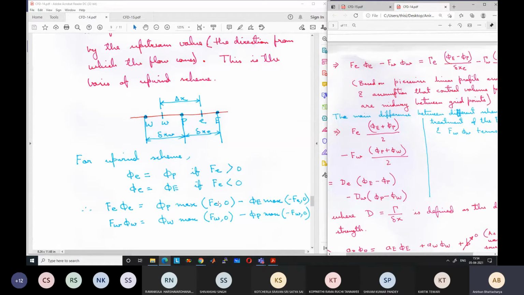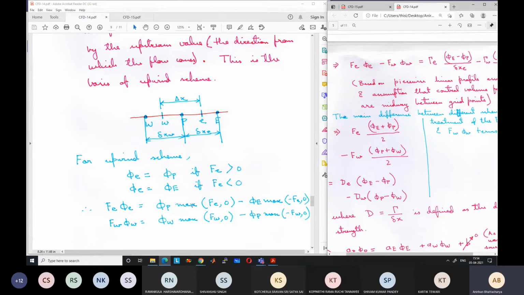So phi_P into Fe, minus phi_E into the maximum value of minus Fe and 0. If Fe is greater than 0, minus Fe is less than 0, so the maximum value between minus Fe and 0 is 0. So phi_E into 0, which means that this term goes to 0. So we are only left with phi_P into Fe. So Fe phi_e is equal to Fe into phi_P, which means that phi_e is equal to phi_P, which we have already discussed.